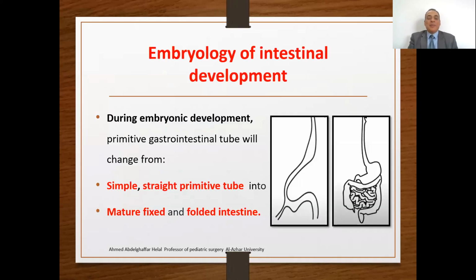At first, the embryology of intestinal development begins during the 4th week of intrauterine life. By this embryological change, the gastrointestinal tract starts as a simple, straight, primitive tube. Then it will be changed into a mature, fixed, folded intestine normally present at birth.